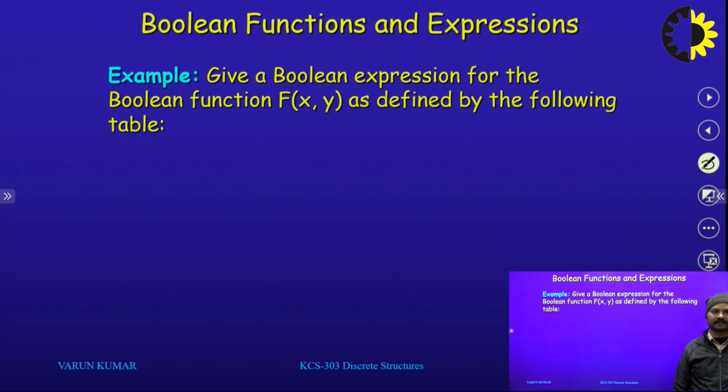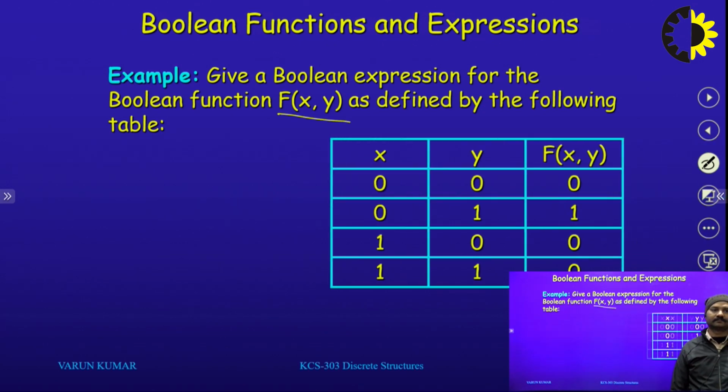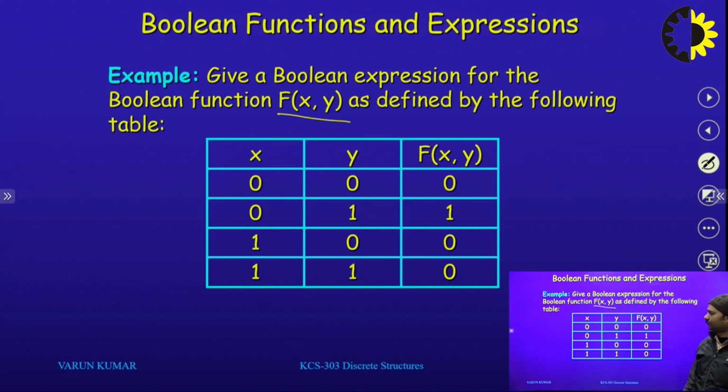For example, we take a function f which depends upon two variables, x and y, and this is the table where x is 0 and y is 0, then the function value comes 0, and so on for all possible values of x and y. What are all the possible values of x and y? There are two input variables, so the total possibilities are 2 to the power 2, that becomes 4. So it means 00, 01, 10 and 11.